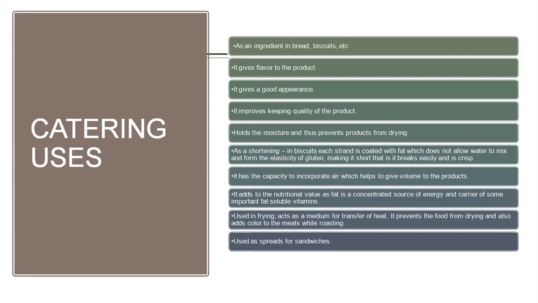It adds to the nutritional value as fat is a concentrated source of energy and carrier of some important fat soluble vitamins. It is used in frying, acting as a medium for transfer of heat. It prevents the food from drying and also adds color to the meats while roasting. It is used as spreads for sandwiches.